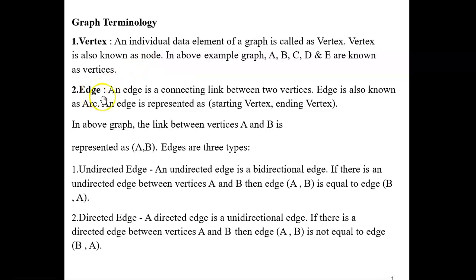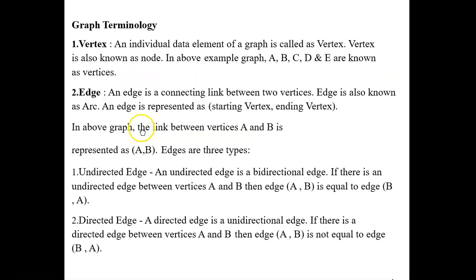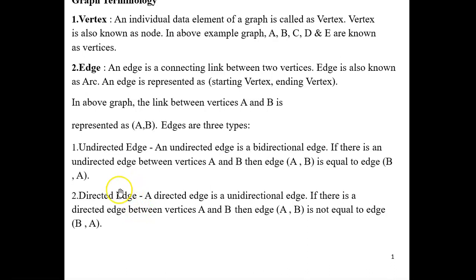Coming to edge, an edge is a connecting link between two vertices. An edge is also known as an arc. Edges are of three types. One is the undirected edge and the second one is the directed edge.